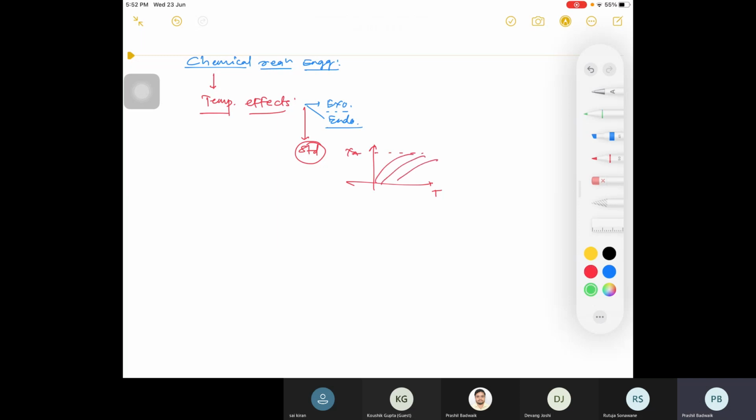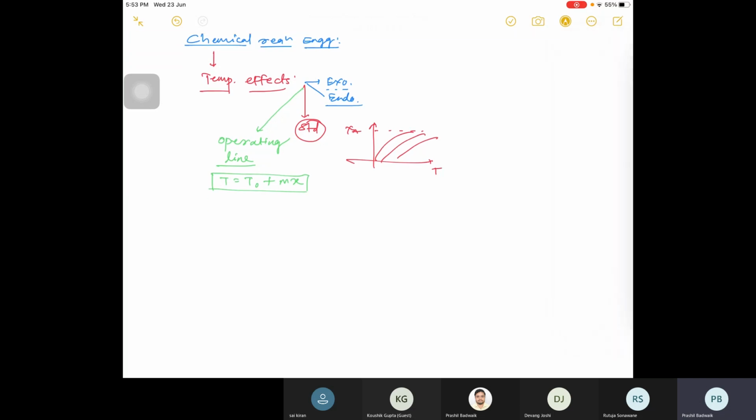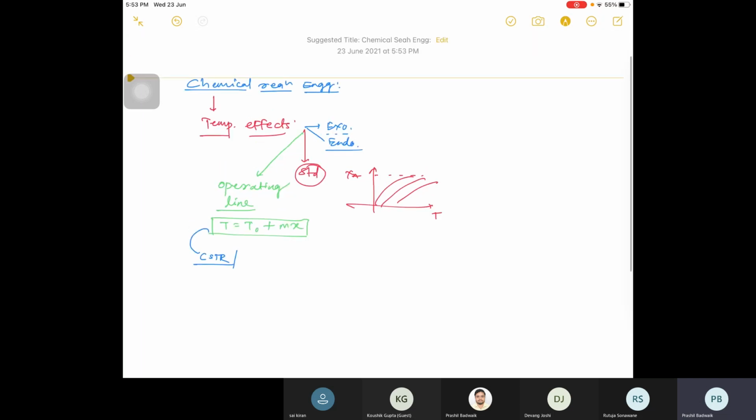Then we were on the way to calculate the equation for the operating line. It is in the form of final temperature is equal to initial temperature plus some m times X, right? So this is your operating line equation. We found this equation for an ideal CSTR. Now in this class we'll calculate this operating line equation for the plug flow reactor.